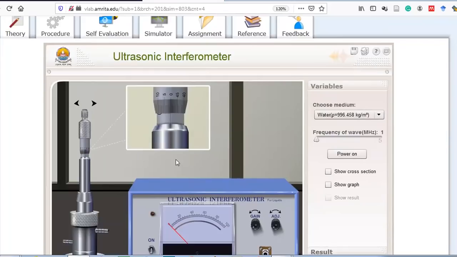Clear? Now, as per the steps they have given in the procedure, you need to follow that. You need to turn this power on. I'm just giving you a little demo. Click this power on, and here is the medium you see. There are 5 liquid mediums given, so you decide whichever you want. Out of a class of, let's say, 35, few people may work on water, few on acetone, kerosene, castor oil, whatever. You decide and take readings on that. For simplicity, I'm taking water over here.